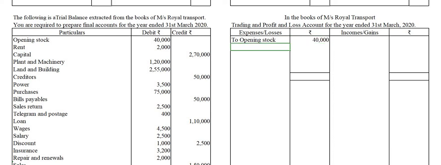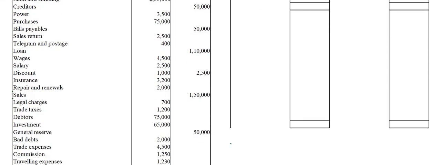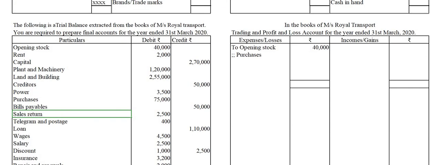After opening stock, what is the next? Yes, purchase. So purchase can be written. Here in this question there are no purchase returns. Purchase is there, and sales return is there, but purchase return is not there. Since purchase return is not there, we can write the amount of purchase in the outer column itself. Then after that we can write the next item. So let us see each item from here.